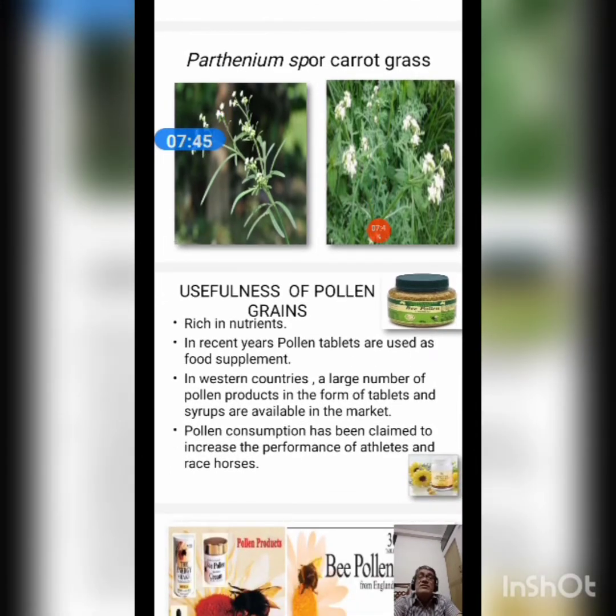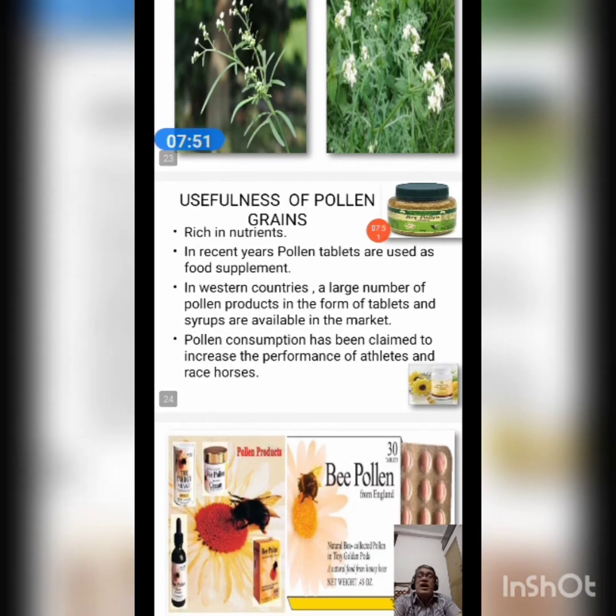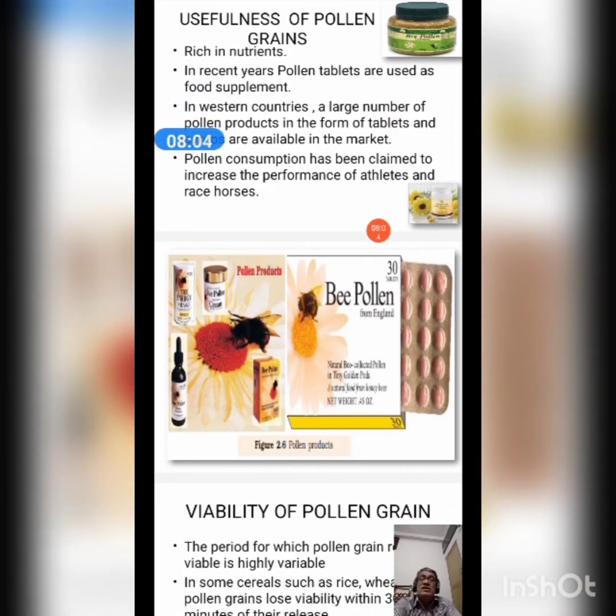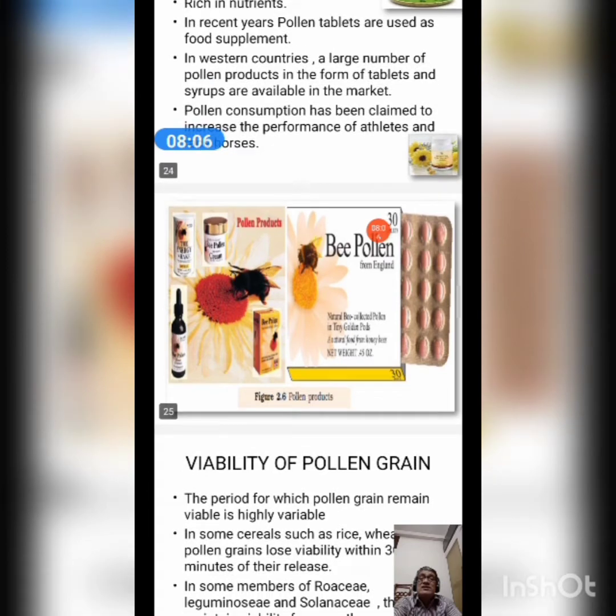First point, this is rich in nutrients. Second, in recent years, pollen tablets are used. In Western countries, a large number of pollen products in the form of tablets and syrups are available in the market. And pollen consumption has been claimed to increase the performance of athletes and racehorses. So here you see the pollen products.